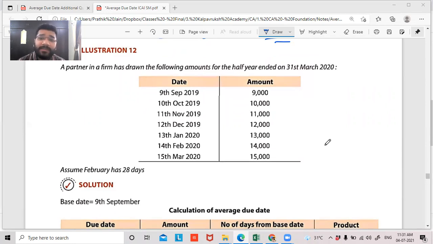Sir, in exam, will they ask this kind of questions? Hopefully they should not ask. I've never seen this kind of questions in exam, so don't worry, they'll not ask you. They'll mention what you have to calculate. So guys, please calculate the average due date.